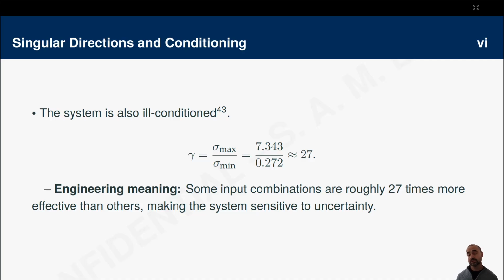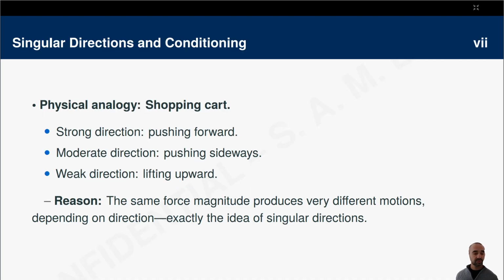So it amplifies some input combinations, which are roughly 27 times more effective in terms of the magnitude of the output, making the system naturally more sensitive to some input combinations. 27 is very large for a simple 2x2 system. Let's think about some physical analogy.